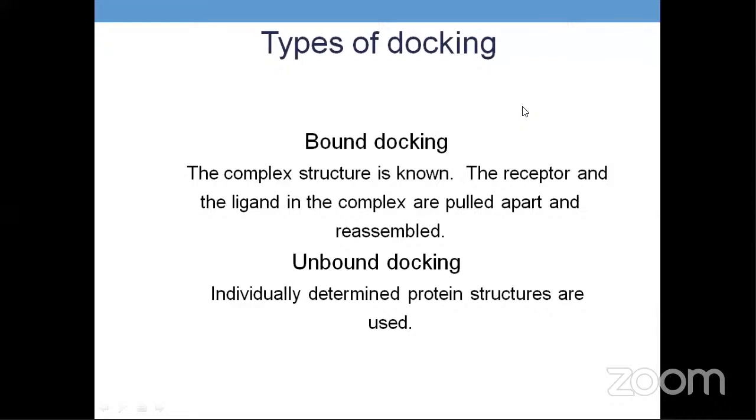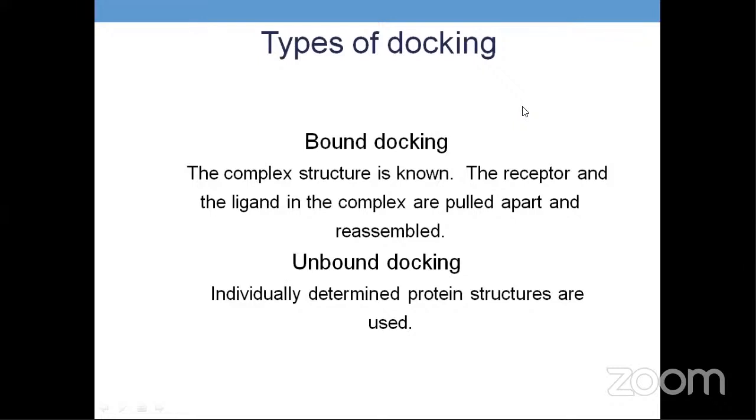And in unbound docking, here we know the structures of the individual components, but we do not know the structure of the whole complex, unlike in bound docking where we know the complex. In that case, we can let them get docked together. And whenever they get docked together, we can identify the structure.